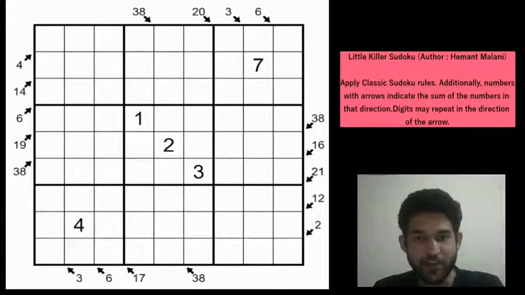Hemant is an Indian author who posts Sudokus on his blog Let's Sudoku on a fortnightly basis. This Sudoku that we are going to solve today has received some very good reviews, and people who have solved it in general have found it to be very enjoyable.